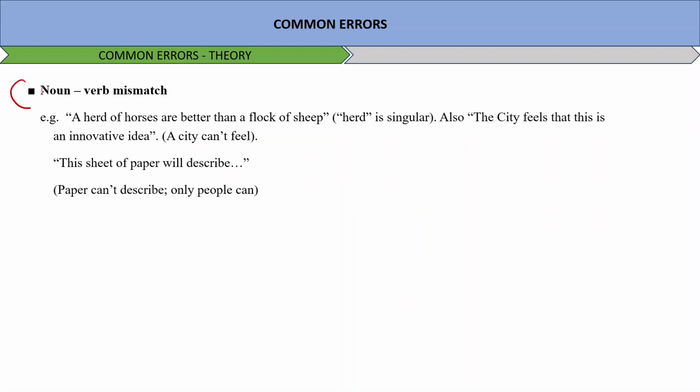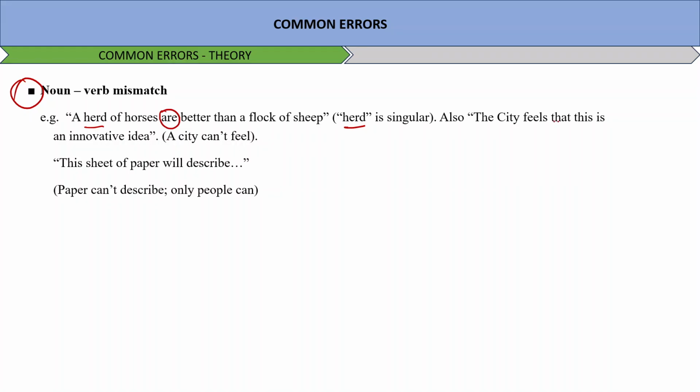Noun-verb mismatch is a very common error which people usually make when it comes to singular and plural. Now let's understand this. A herd of horses are better than a flock of sheep. Herd here is singular, right? Herd of horses: herd is singular, but horses are plural, than a flock of sheep.